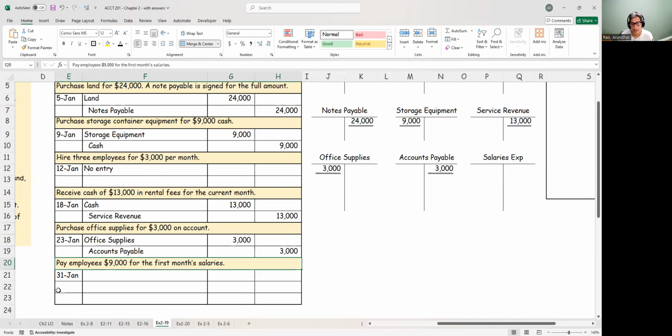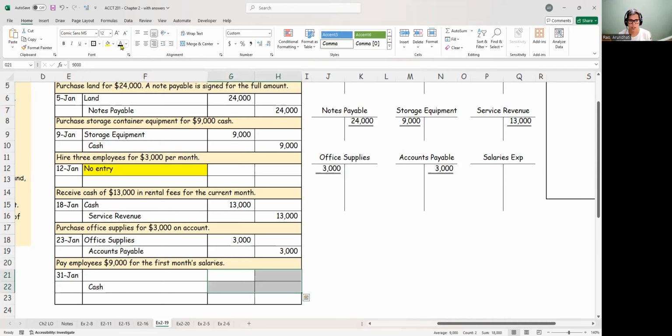And finally, I pay my employees $9,000 for the first 3 months of salaries. If you recall over here, I had said it was no entry. Now they've actually done the work for me. So now I'm going to pay them. It's the end of the month. I'm paying them, so cash has to be credited.